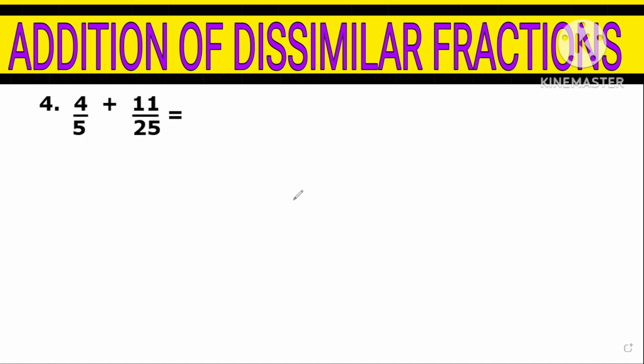So, paano ba kinukuha ang LCM or LCD mentally? Madali lang naman, no? So, for example, we have 4/5 and 11 over 25. Ang denominators natin ay 5 and 25. Kapag yung mas malaking denominator ay divisible sa maliit, yun na ang LCM natin. So, since 25 is divisible by 5, 25 na ang LCM natin.